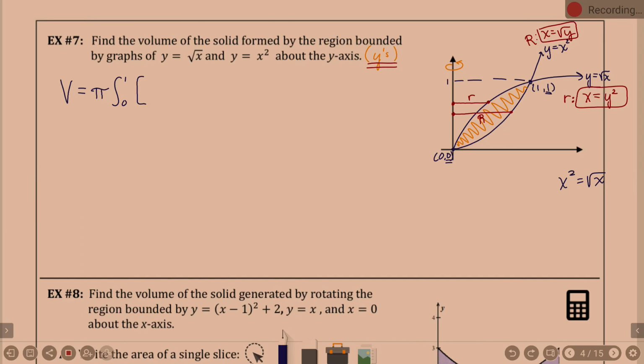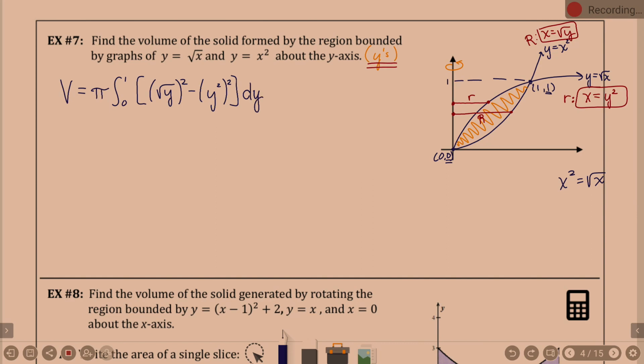Big R squared minus little r squared. You've got to put in pi. They had me put up pi up front. Sorry, guys. If you haven't put in pi, put in pi. Square root of y squared minus y squared, in brackets, dy.